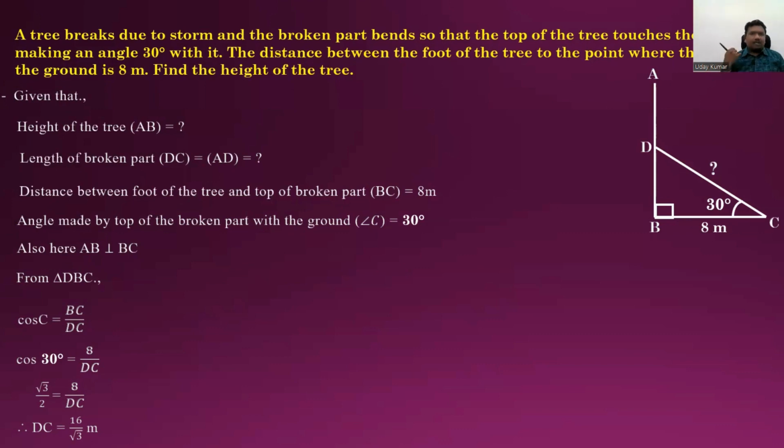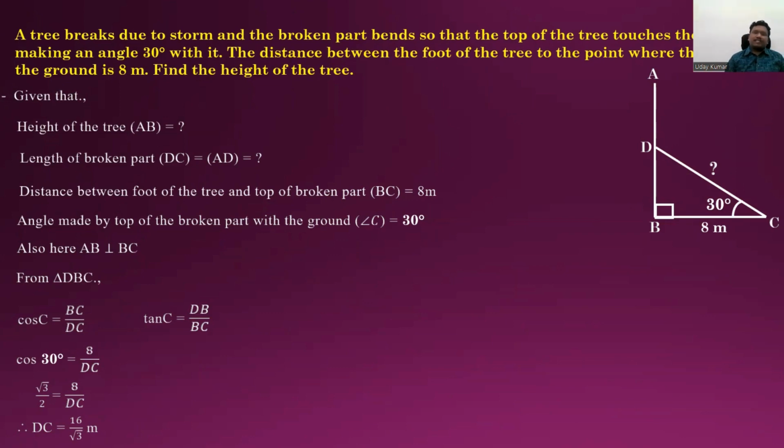I know the adjacent side. I know the hypotenuse. So I can go with either sine or tan. Is there anything we can do? Okay, I'll go with tan. Opposite over adjacent. Adjacent means 8 meters, BC. Opposite means BD, which I have to find.